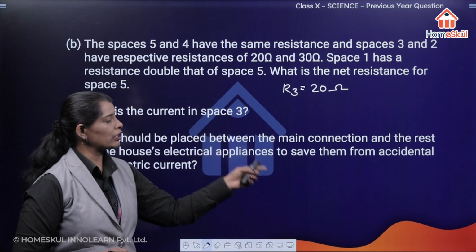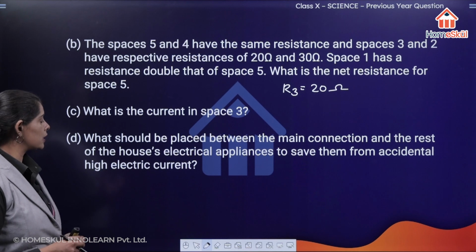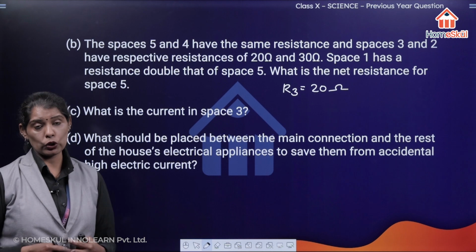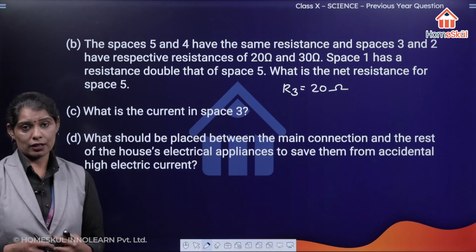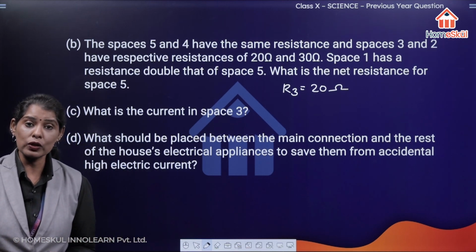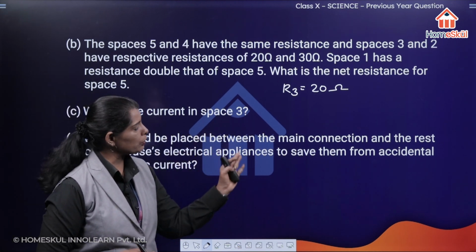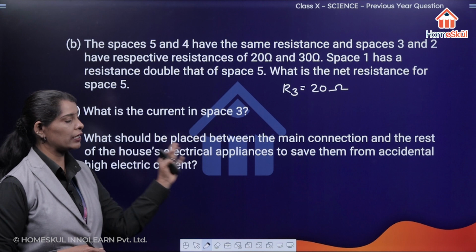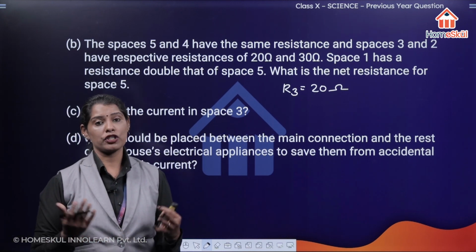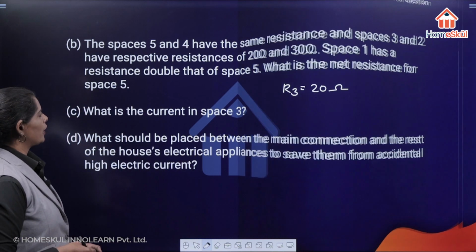What should be placed between the main connection and the rest of the house's electrical appliances to save them from accidental high electric current? So we know that there are a few safety devices which we use to protect the domestic circuit and the appliances in the houses. And what is that? We can use electrical fuses or MCBs. So here we can use an electric fuse, which can be placed between the main connection and the rest of the house's electrical appliances to save them from accidental high electric current, that is either by short circuiting or overloading, etc. Okay, coming to the next question.